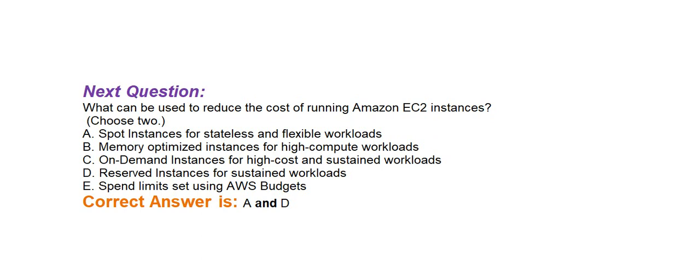Next question is, what can be used to reduce the cost of running Amazon EC2 instances? Choose two options. Option A, spot instances for stateless and flexible workloads. Option B, memory optimized instances for high compute workloads. Option C, on demand instances for high cost and sustained workloads. Option D, reserved instances for sustained workloads. Option E, spend limit sets using AWS Budgets. Correct answer is option A and option D. Spot instances for stateless and flexible workloads and reserved instances for sustained workloads.